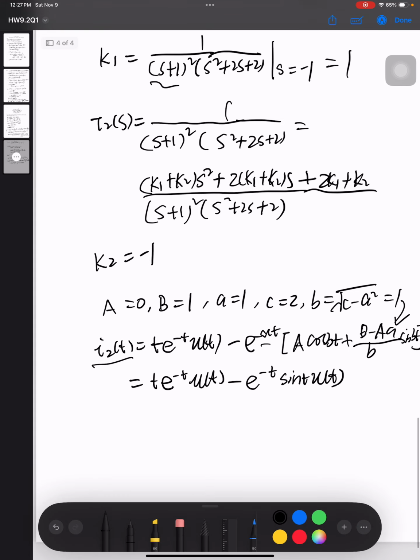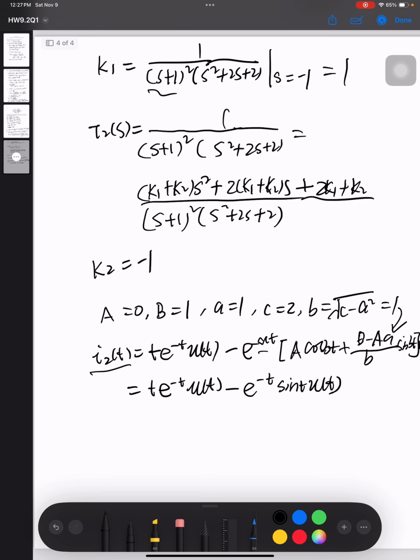So v0(t) equals 1 ohm times i2(t), which is t times e^(-t) u(t) minus e^(-t) sine t u(t). This is the final answer of this question. Thank you.